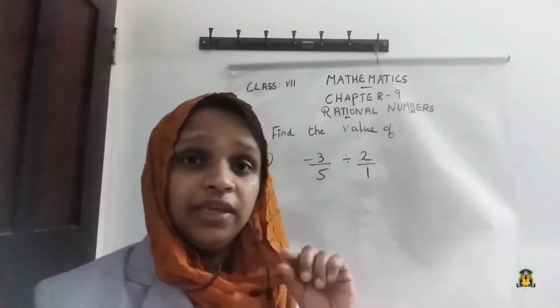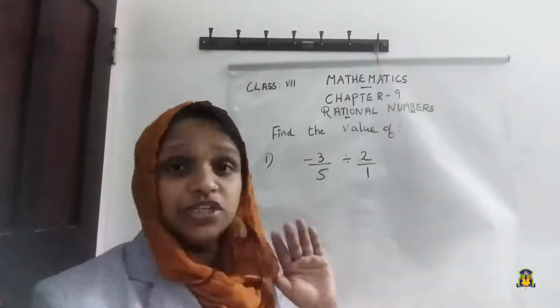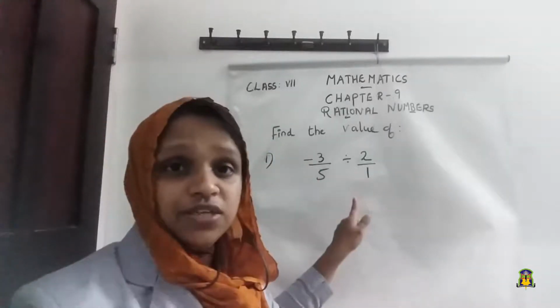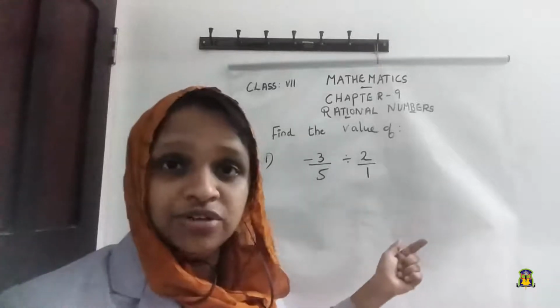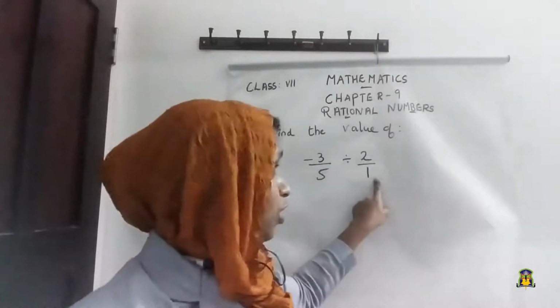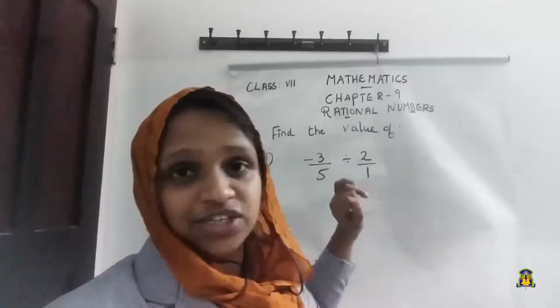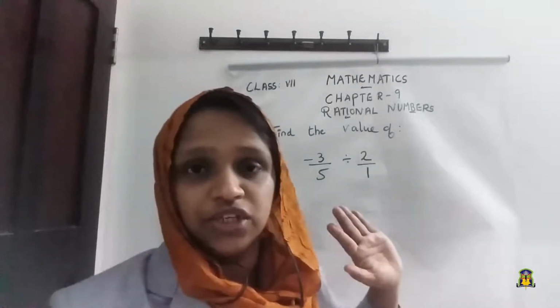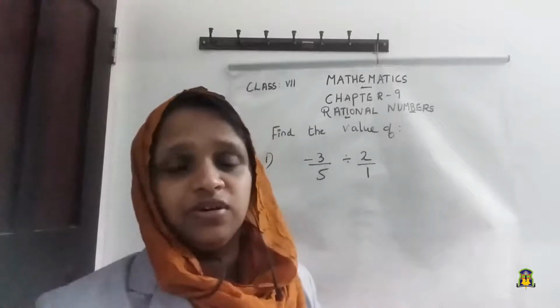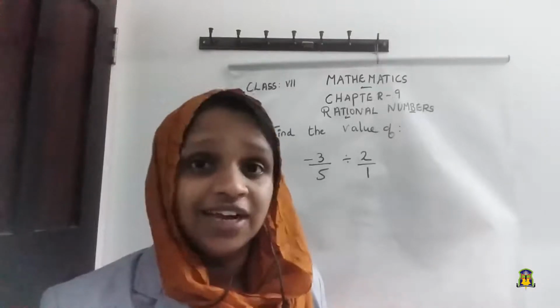Now, what have we done in fractions to divide two fractions? Yes, the first fraction has no change, and division will change to multiplication, and we want to take the reciprocal of the second fraction, isn't it? Like that we do in fractions. The same steps apply here also.